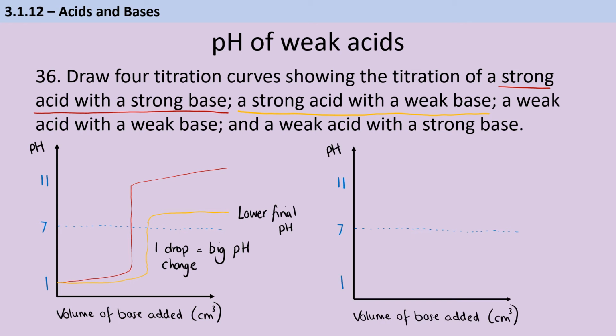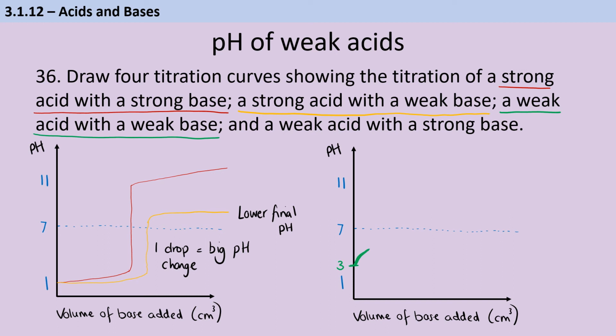Then if we look at a weak acid with a weak base, it's actually going to be quite a different curve. So we're going to do this on some different axes. The first obvious change is that we're not going to start from pH 1 because this is a weak acid. So we're probably going to have a higher starting pH, maybe something like pH 3. And then the next thing you need to know is that it's not going to start with this very shallow diagonal that we had before, because actually we're going to have salt production initially, we're going to have buffering.